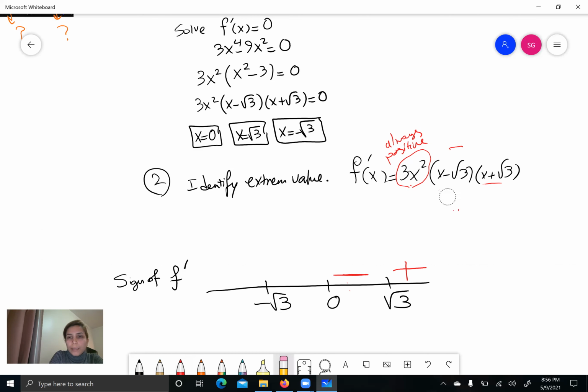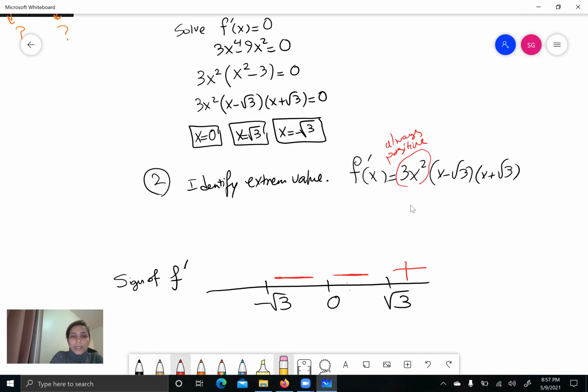What about between negative square root of 3 and 0? Like negative 1. Negative 1 plus 1.7 is going to be positive. Negative 1 minus square root of 3 is going to be negative. Positive times negative, so I think this is negative. If you're not sure how to identify positive or negative, just use a calculator. Try a value in between these ranges. Whatever the sign is, that's going to be the sign between those critical values.